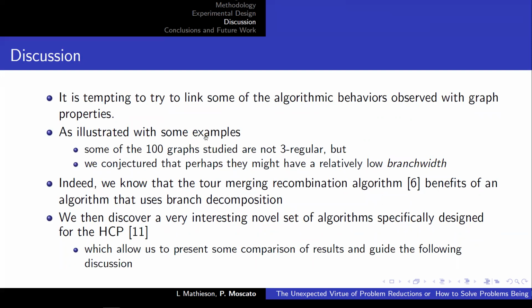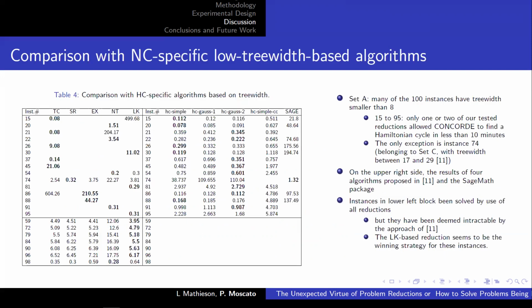So it is tempting to link some of the algorithm's behavior observed in graphs with other properties. One important one is tree width or branch width, and we look at this because there are some new algorithms that have been published based on low tree width. And here are some algorithms, and we are looking at some of these instances that we have solved. And you see that these algorithms for low tree width are doing very well.